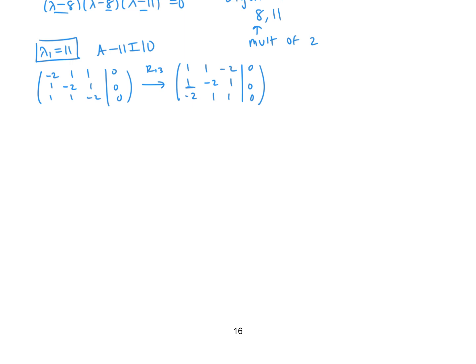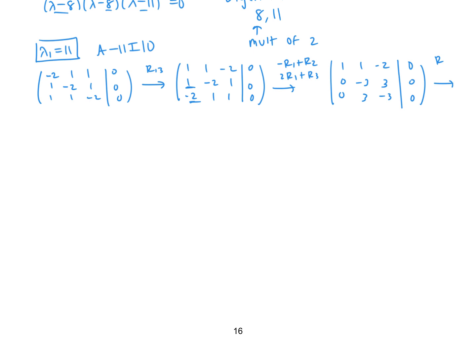I want to get rid of this 1 and this negative 2. So I'm going to take the opposite of the first row and add it to the second row. I'm going to take 2 times the first row and add it to the third row. And when I do that, I get 1, 1, negative 2, 0, negative 3, 3, 0, 3, negative 3, 0, 0, 0.